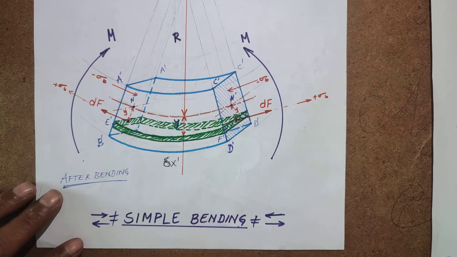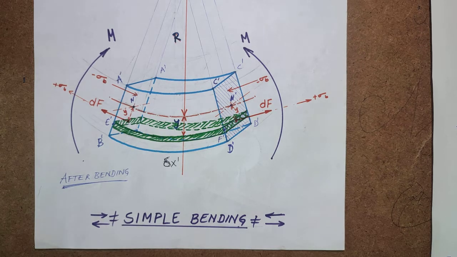Pure bending is the one where there is no shear force across the cross-section. The net force is 0 and there is no resistance force between the layers of the beam. So these two are the important conditions. If the beam is obeying these two conditions, the bending is simple or pure bending.